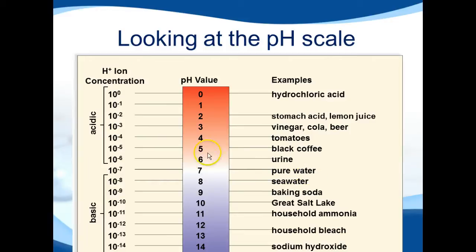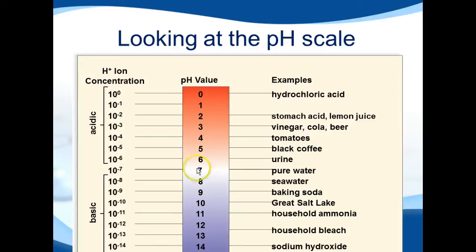And let's go up on the acidic scale here. So let's go to a pH of 6. It would be something like urine. A little bit more acidic than that is black coffee. More acidic than that are tomatoes. Over at a pH of 3 are things like vinegar, cola, and beer. It's actually illegal if you work in a lab to take Coca-Cola and dump it down your sink because it's considered to be an acid and it's regulated waste. Even more acidic than that is a pH of 2. Stomach acid and lemon juice would fall into that category. And then the pH of 0, the most acidic substance known is, of course, hydrochloric acid.